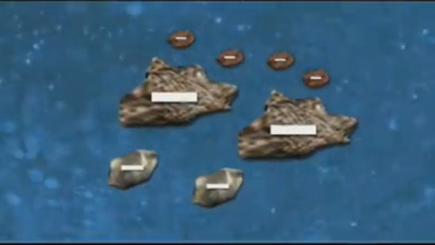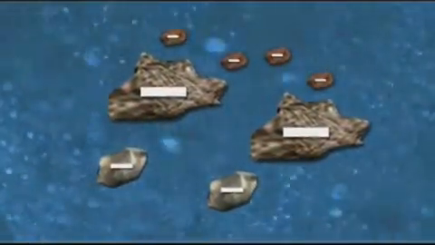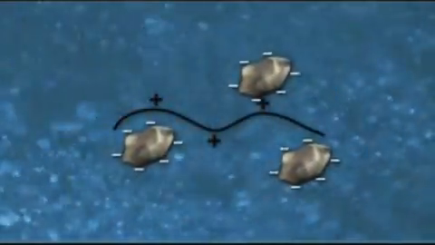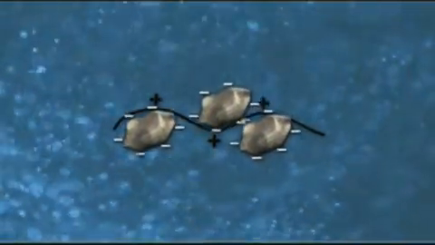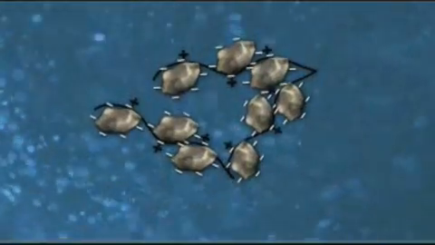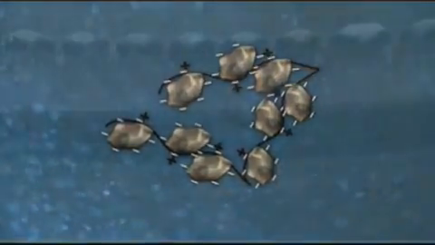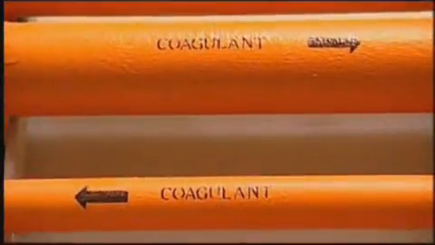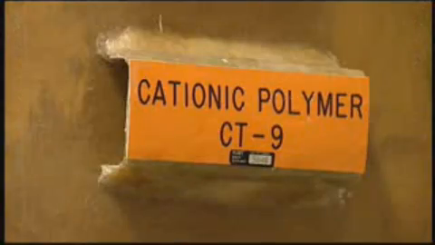Natural particles in water have negative charges that repel other material and thereby keep it in suspension. In coagulation, positively charged chemicals are added to neutralize or destabilize these charges and allow the particles to accumulate and be removed by physical processes such as sedimentation or filtration. Commonly used coagulants include aluminum and iron salts and cationic polymers.